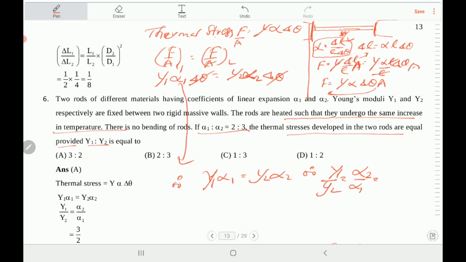What is alpha 2 to alpha 1? Alpha 1 to alpha 2 is 2 is to 3. So alpha 2 to alpha 1, reciprocal of that, 3 is to 2. So the ratio is 3 is to 2. Option A. This way you can try this. And once again, it is a repeat problem that we solved already.